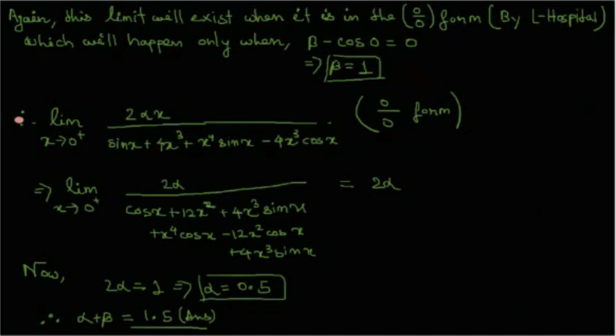Now again continuing our procedure and evaluating the limit, we get the limit as x tends to 0 plus of 2 alpha x. Again it is in the 0 by 0 form, and again differentiating by L'Hopital rule, we are getting this big quantity, and now just putting x equals 0 in the denominator, we are getting it as 2 alpha. So we are getting the value of the limit as 2 alpha, and we know the limit exists and it is equal to 1 according to the question. So alpha turns out to be half, which is 0.5, and we have already calculated beta to be 1. So alpha plus beta turns out to be 1.5.